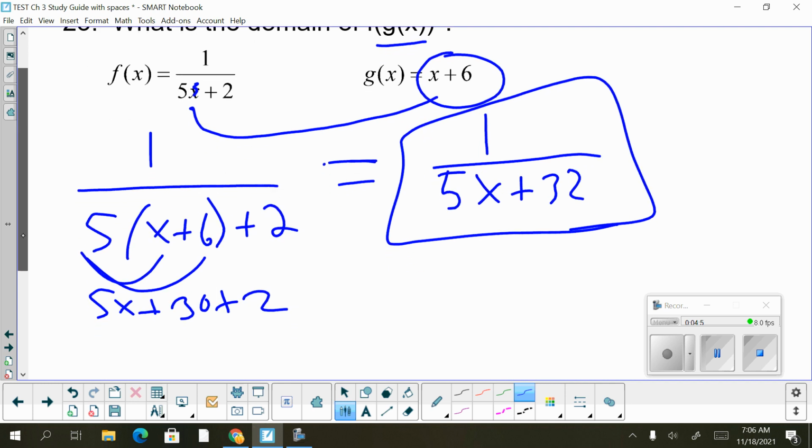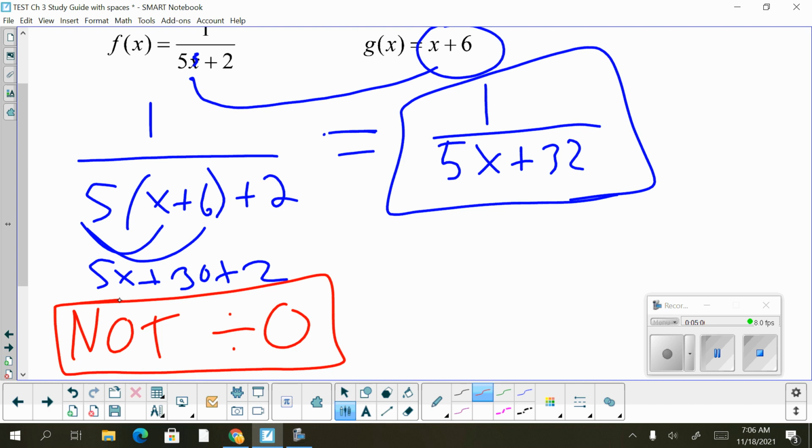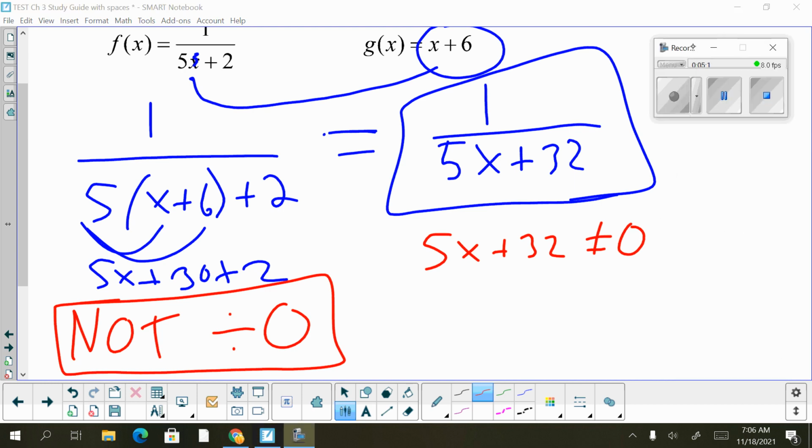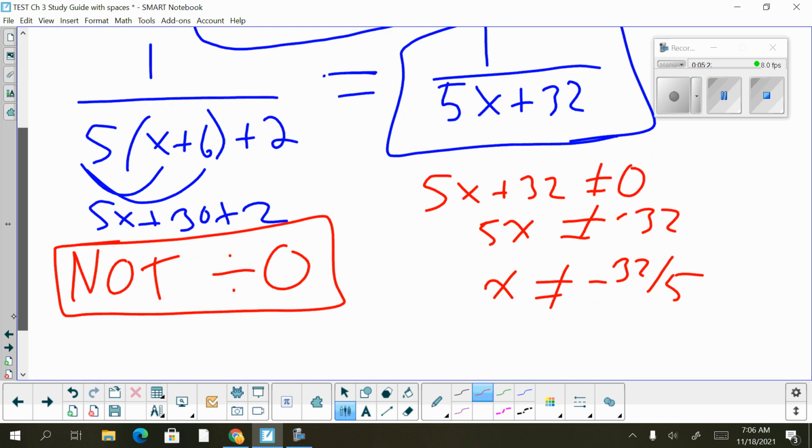I know that looks super strange, but we're going to have to do some thinking about our domain. Can you remember what we're not allowed to divide by in math? We are not allowed to divide by 0 in math. So to think about this, my denominator can never be 0. So my 5x plus 32 can never be 0. X can be any number except whatever number would cause that 5x plus 32 to be 0. To solve this, you can subtract your 32 to the other side, and then you can divide by 5. So you basically discover that x can be any number in the world except negative 32 over 5.